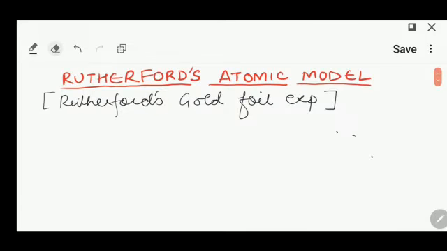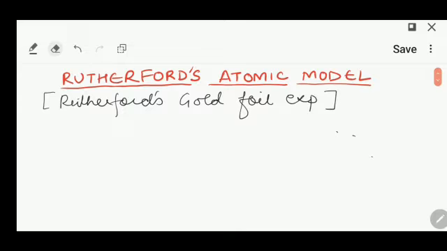Today my topic is structure of atom. Actually, different scientists gave different concepts or models which explain the structure of atom. And today I'm going to explain one of those models, that is the Rutherford model. So today our topic is the Rutherford model. Let us consider Rutherford's atomic model.